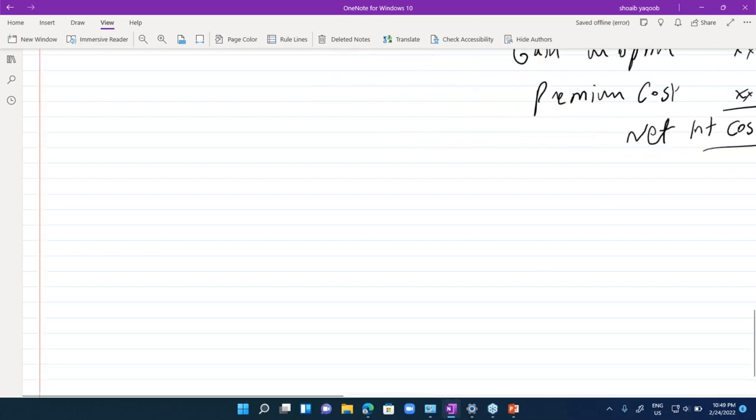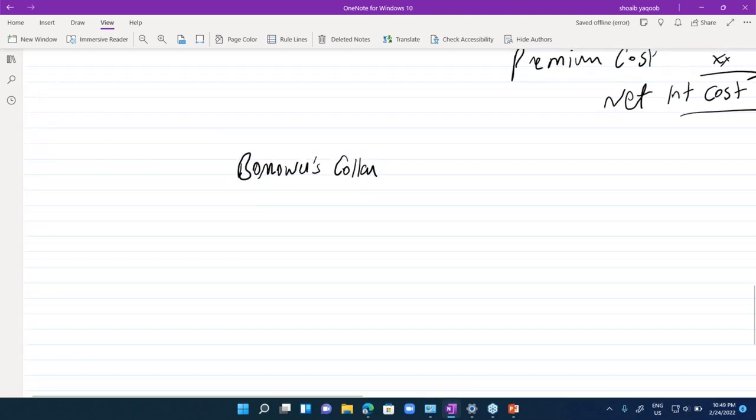Okay, guys, I'm explaining the borrower's collar. Borrower's collar. I will take a few minutes, but this is very important. Borrower's collar, and this is very simple. Please tell me which option borrowers normally buy. Anyone? Borrowers. Is it the put option or the call option?